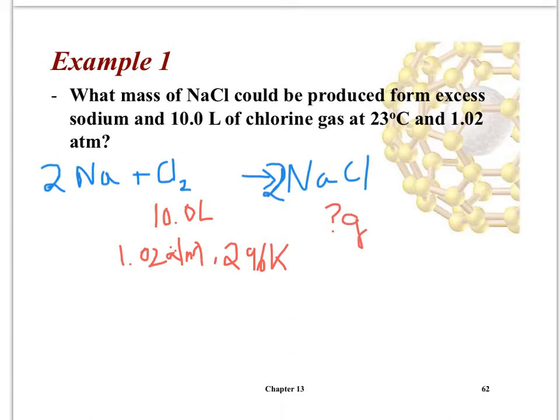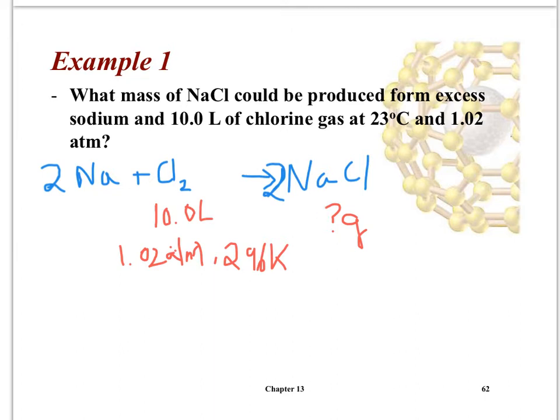Okay, so the goal is to find the mass of the NaCl. We don't have any information about NaCl. The only substance that we really have information about is the chlorine. So to link between one substance and another, we have to use moles. And so that's the link there, is moles.